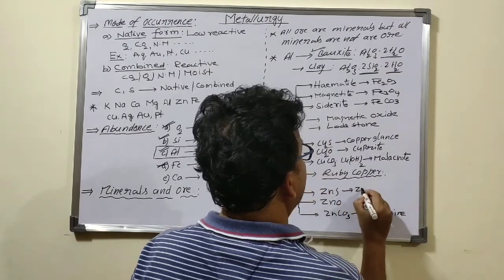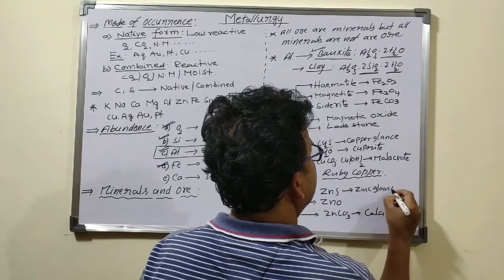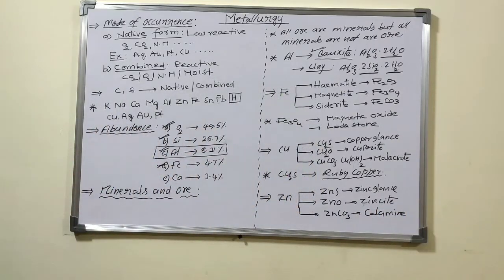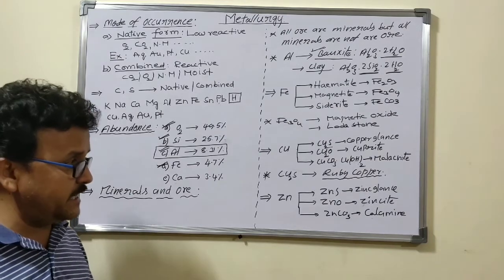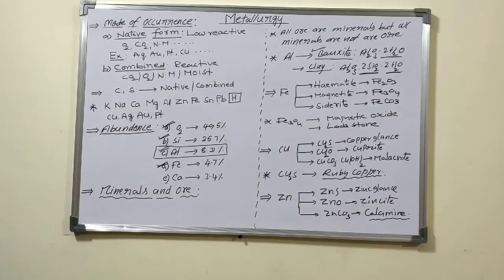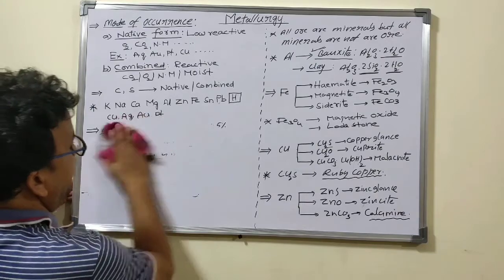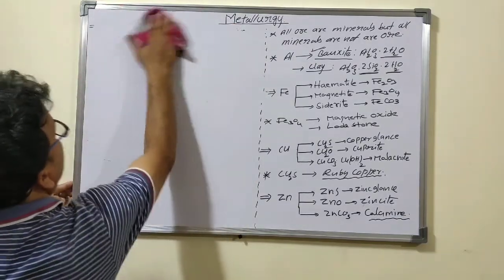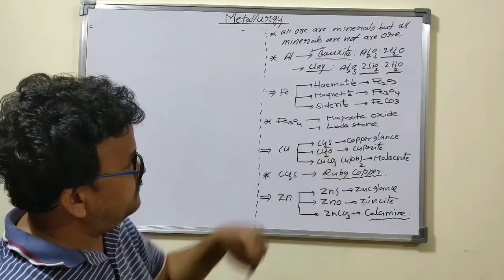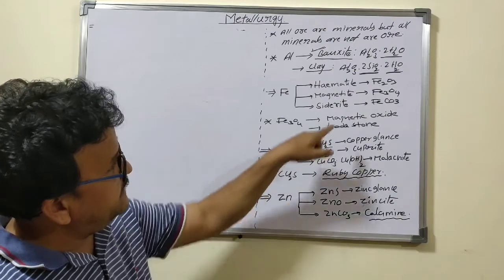Zinc sulfide we are calling zinc glance, and ZnO is called zincite. ZnCO3 is called calamine. So this is important for competitive exams. Like this, different elements exist in different forms. Then we will go for another important point for competitive exams: some elements occur in oxide form, sulfide form, carbonate form and hydroxide form.